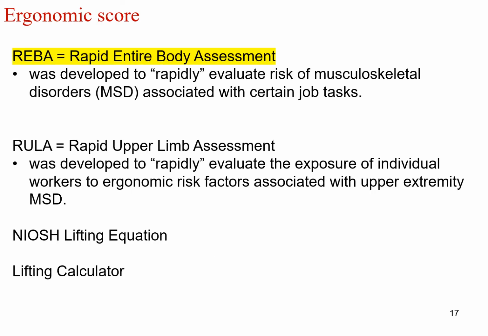The fourth tool we will discuss is ergonomic score. There are two main approaches here: to evaluate workers' posture or to evaluate a lifting task. In this lecture, we will focus on evaluating workers' posture using a tool called REBA. REBA is short for Rapid Entire Body Assessment. It was developed to rapidly evaluate risk of musculoskeletal disorders (MSD) associated with certain job tasks.